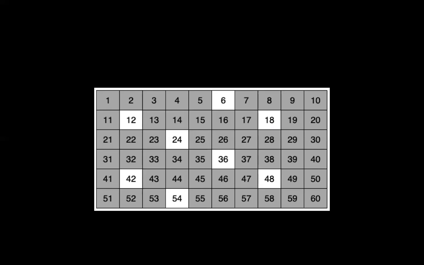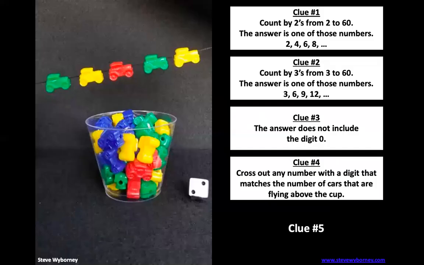All right, clue number four. Clue number four says we should cross out any number with a digit that matches the number of cars that are flying above the cup. So how many cars do you see flying above the cup? Let's see, we have 1, 2, 3, 4, 5. Yep, 5. So we should cross out any number that has a 5 in it.